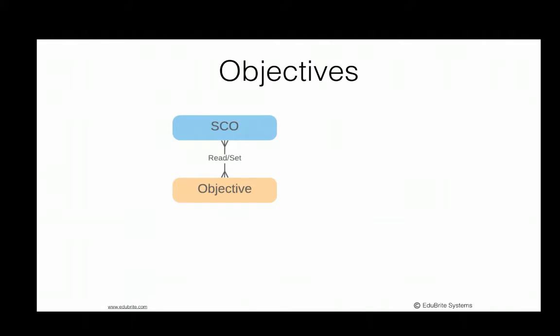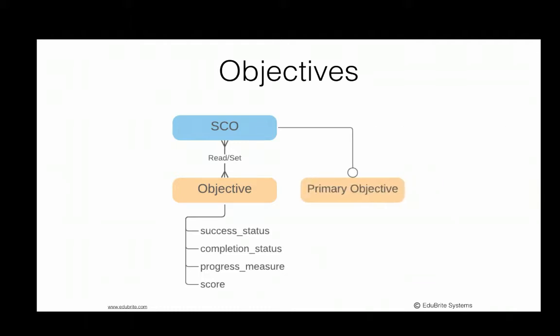With objectives, each SCO can set or read multiple objectives, and a single objective can be set or read by multiple SCOs. So you have a many-to-many relationship here. Each objective contains the following information: success status, completion status, progress measure, and score. Score being not only the raw score, but the minimum and maximum scores as well. These look familiar to you probably because they are the statuses and information within the actual statuses of the CMI data model. While there's a one-to-many relationship with activities to objectives, there's only a one-to-one relationship with the primary objective.